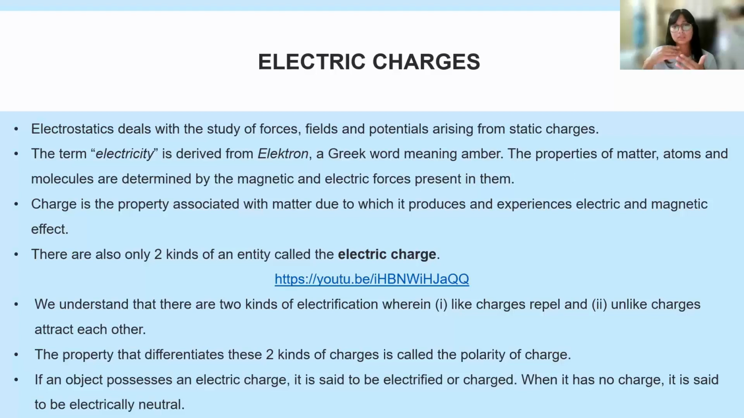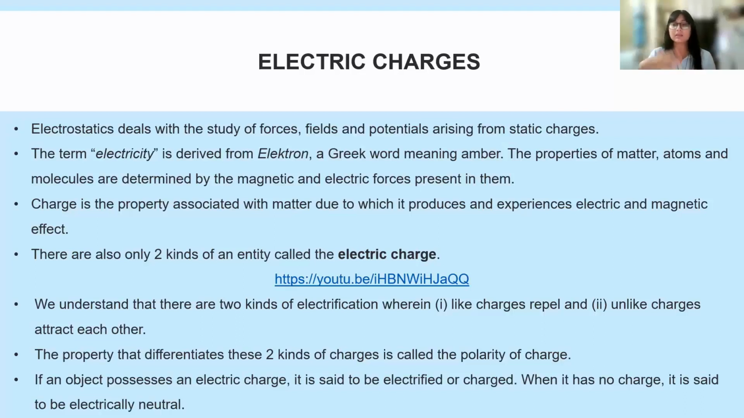So with understanding electric charges, we will understand what is electricity. Electricity is derived from the word electron, which is a Greek word meaning amber. In ancient times, they realized that striking two pieces of amber caused some charging between them, and amber attracts objects. That is from where the term electricity has come.